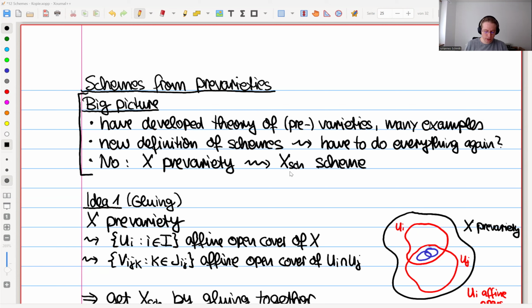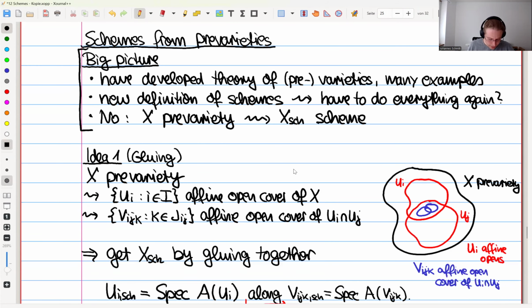So how can we now take an arbitrary pre-variety and get this scheme out? Of course, the first idea maybe is that this pre-variety has a cover by affine varieties by definition. And so we convert all of these into affine schemes, and this should give us a cover of this X scheme by affine schemes. And this works. So let's go through this idea, this first idea, basically just gluing.